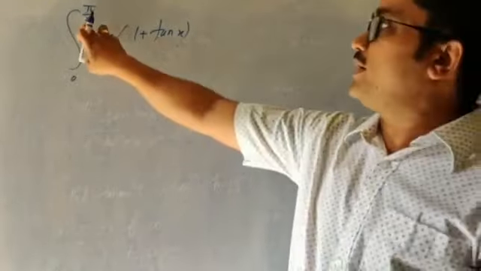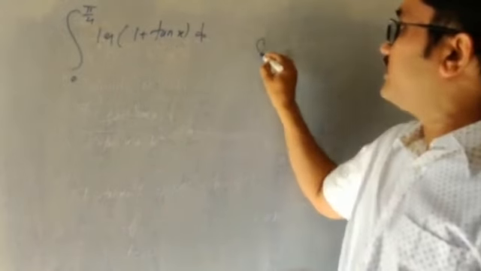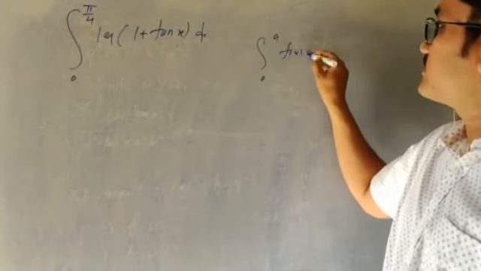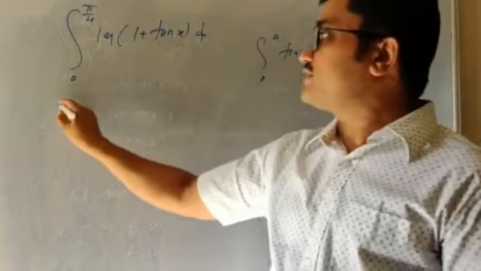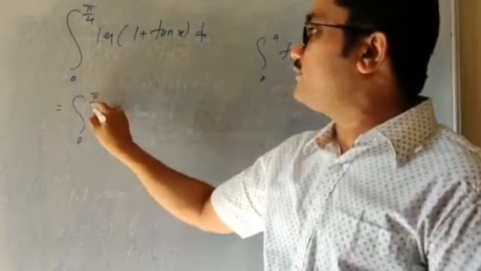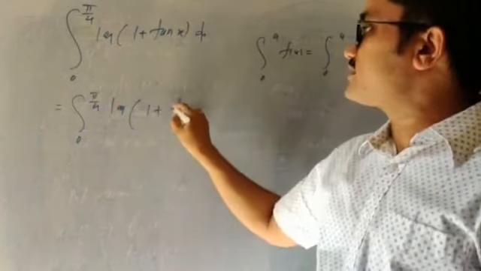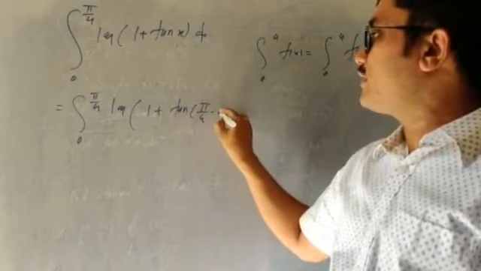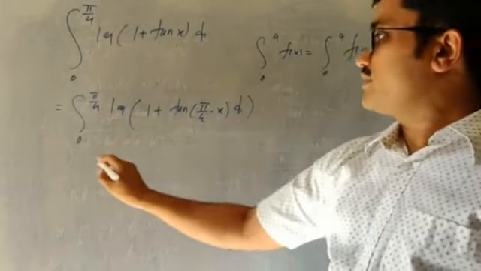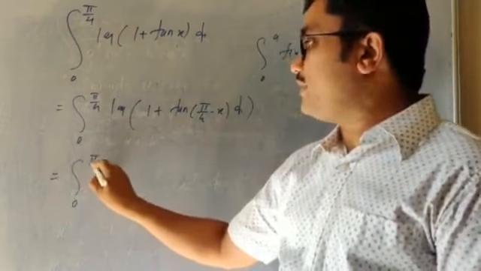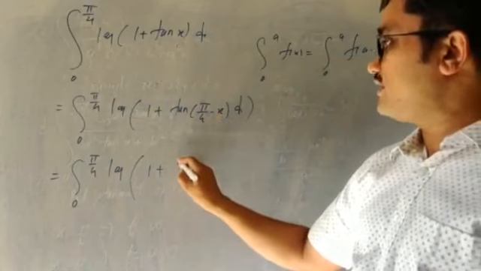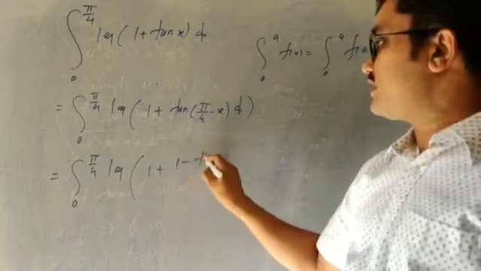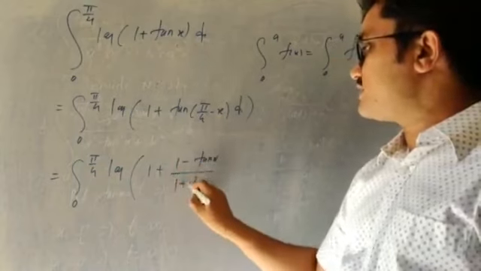So in this question, we can use the property that the integral from 0 to a of f of x dx is the integral from 0 to a of f of a minus x dx. Applied, this can be written as the integral from 0 to pi by 4 of log of 1 plus tan of pi by 4 minus x dx. This then can be written as the integral from 0 to pi by 4 of log of 1 plus, and tan of pi by 4 minus x is 1 minus tan x upon 1 plus tan x.